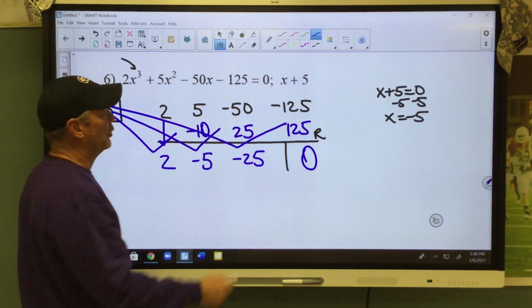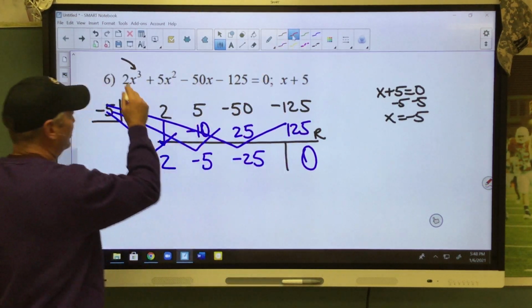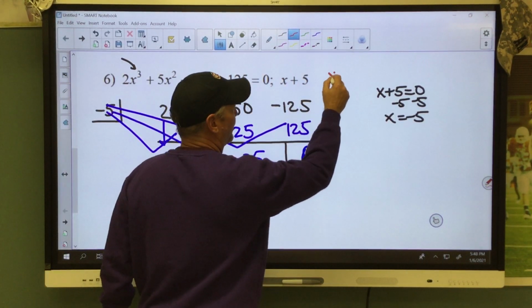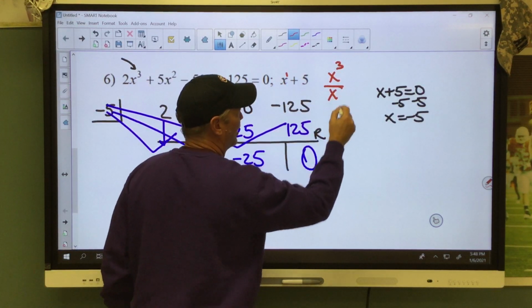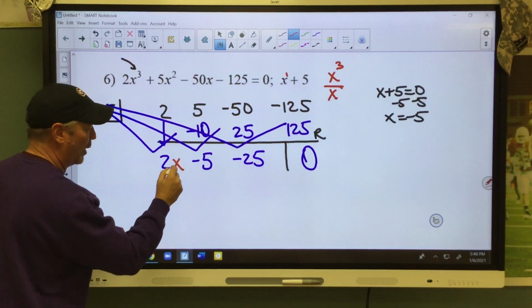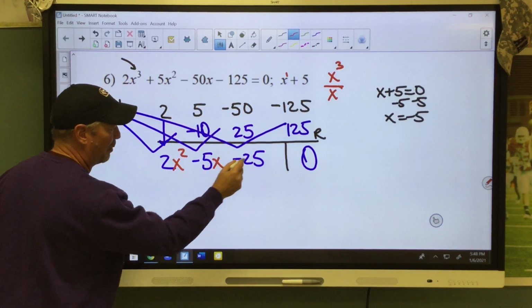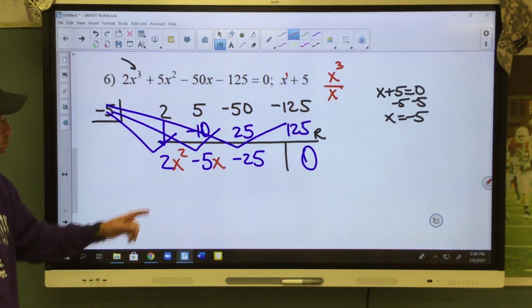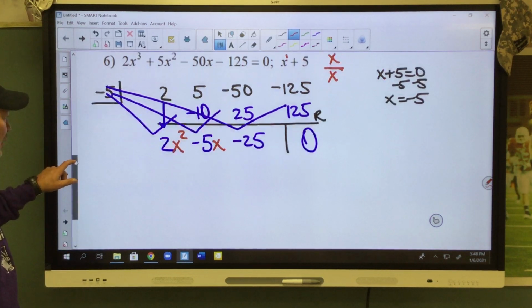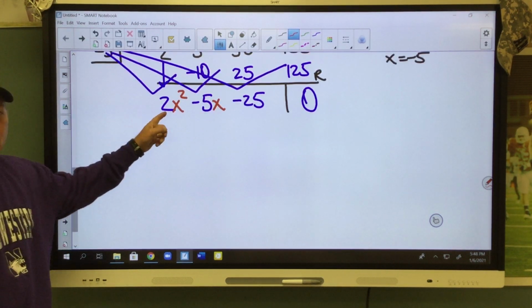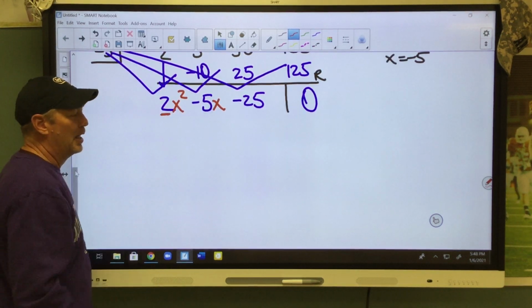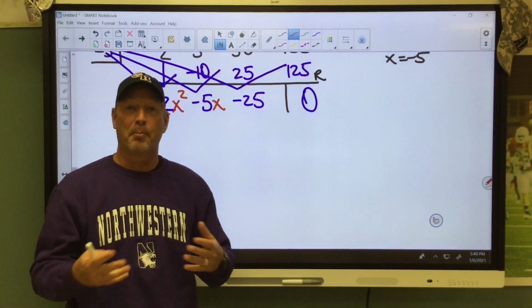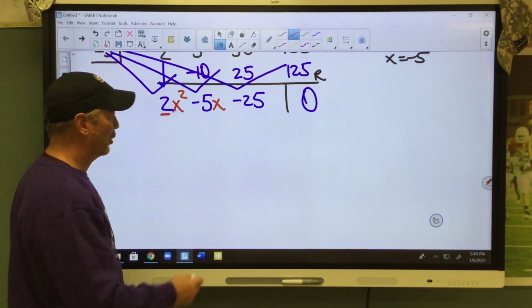Now, what are we going to do? We started with x to the third. We divided with x to the first. That means we're going to start with 2x squared minus 5x minus 25. We need to factor this. But notice it has a coefficient in front. When we have a coefficient in front, that means that we're going to use the box method. So we're going to draw our box.